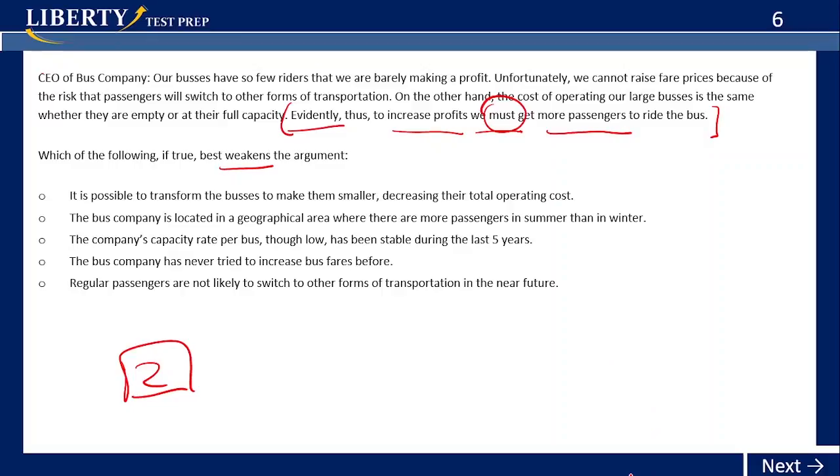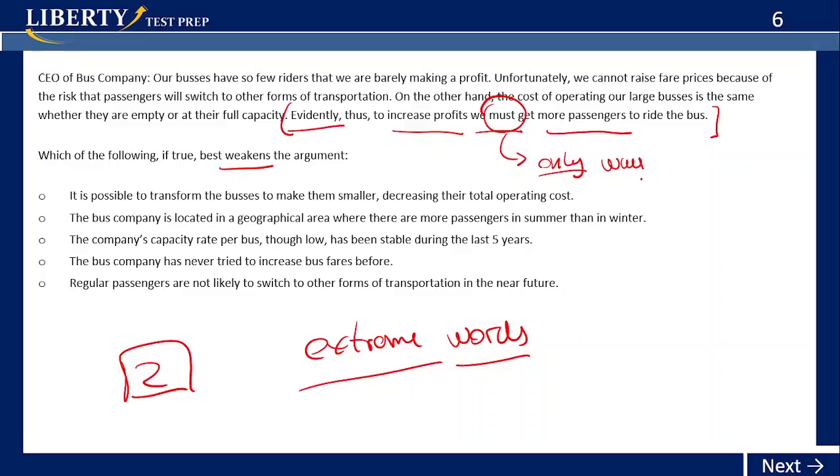We went over this type of words in one of the previous exercises. Just to refresh your memory, we mentioned that these types of words were called extreme words. Basically, words like all, never, only, nothing, and also the word must. Must is basically saying that's the only, you're going to remember, right? Only way. So the only way for you to increase profits is by getting more passengers to ride the buses.